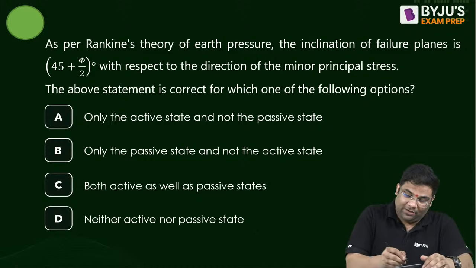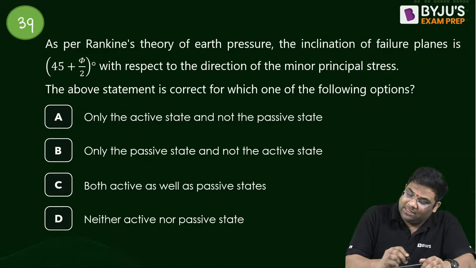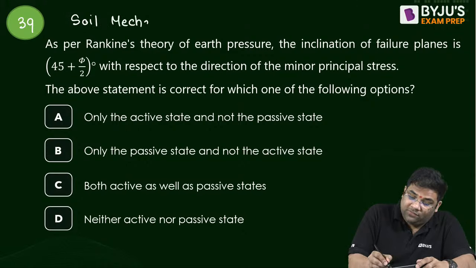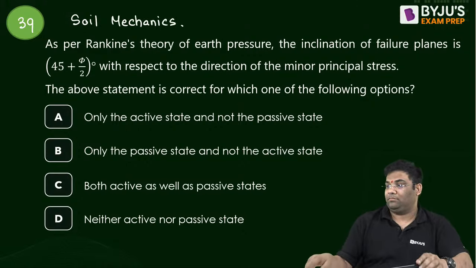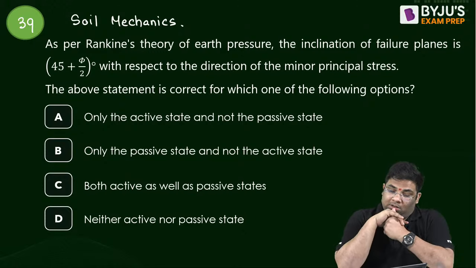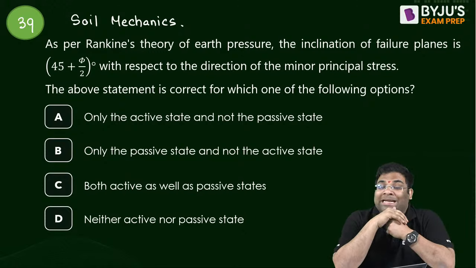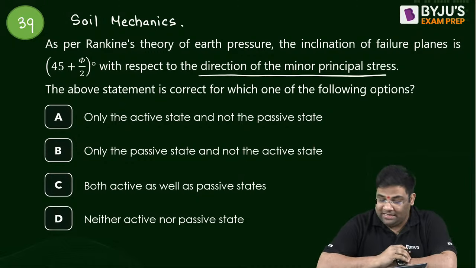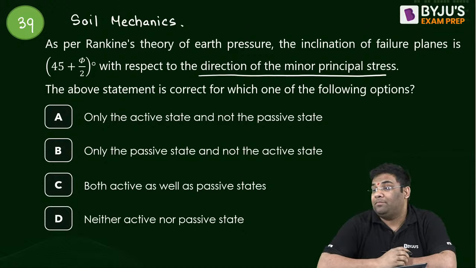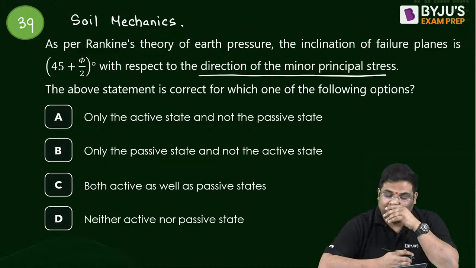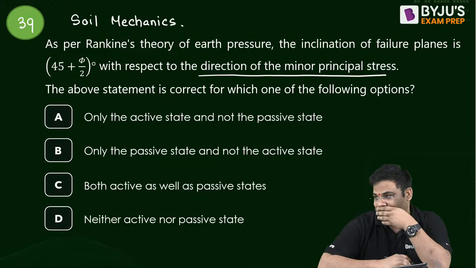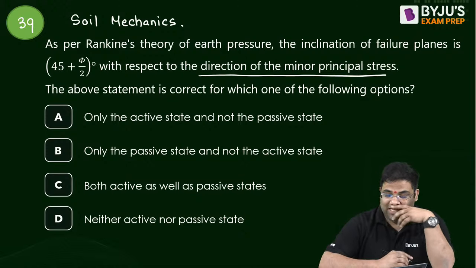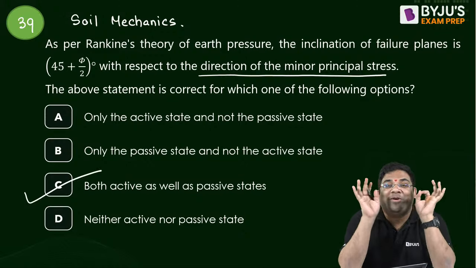Next question, 39. Soil mechanics, or foundation engineering. Please answer this question fast. In Rankine theory, the inclination of the failure planes with respect to the direction of minor principal stress, we find this in which case? Active or passive? The answer is C, both for active and passive.